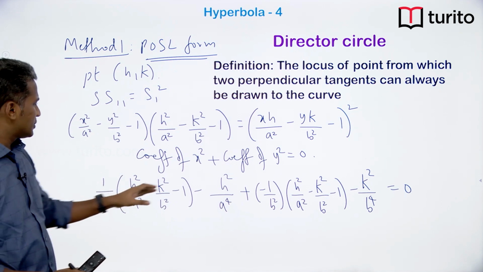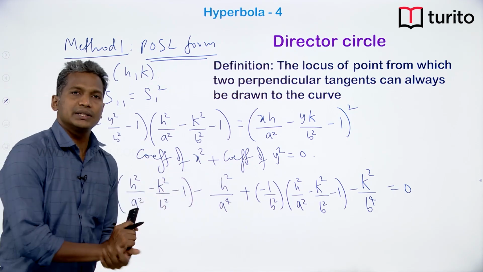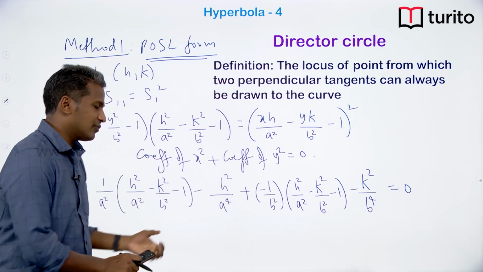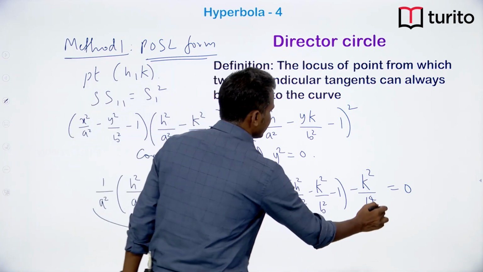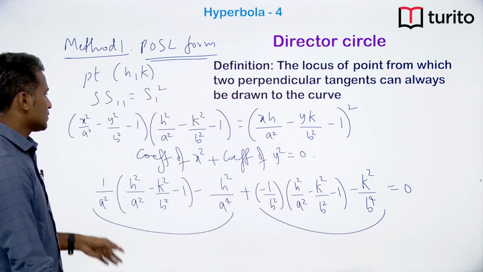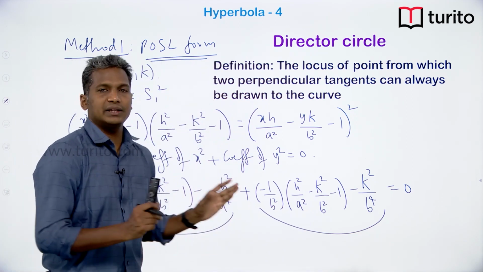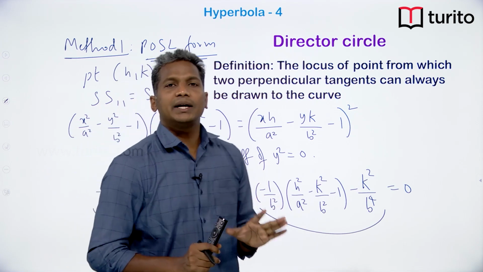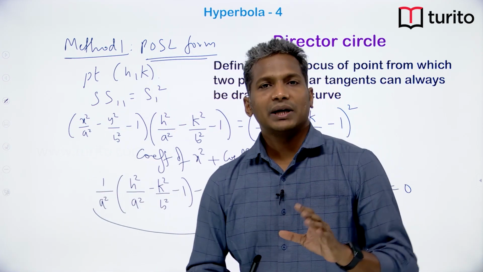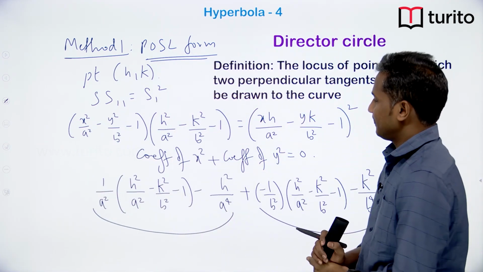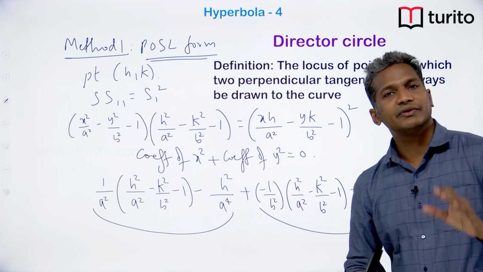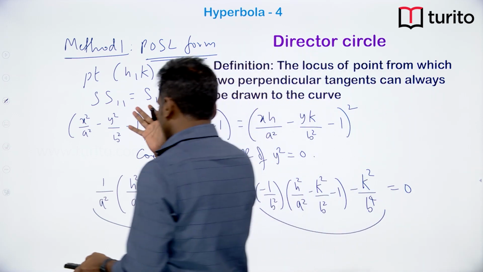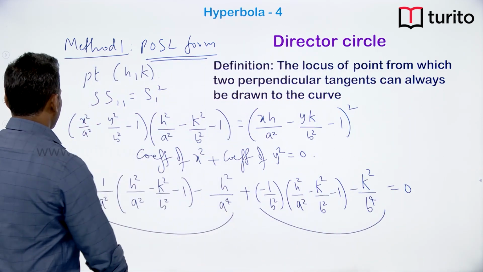So here if you observe, what we have done is, we have collected the coefficient of x square, which is this term, and the coefficient of y square, which is this term. Again if you notice, the terms look lengthy, but they are actually easy terms only. So how do we proceed? We simplify and see if there are any terms which can get cancelled. Okay, so let us just simplify them.